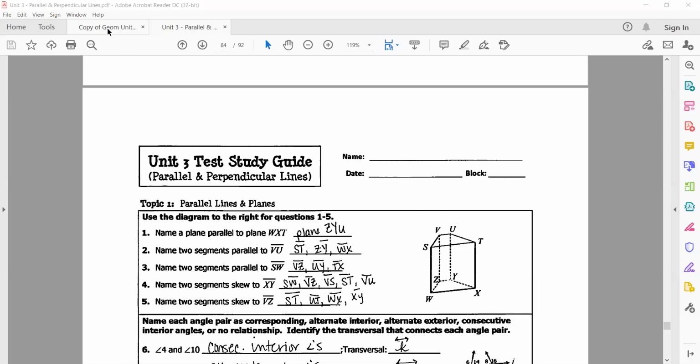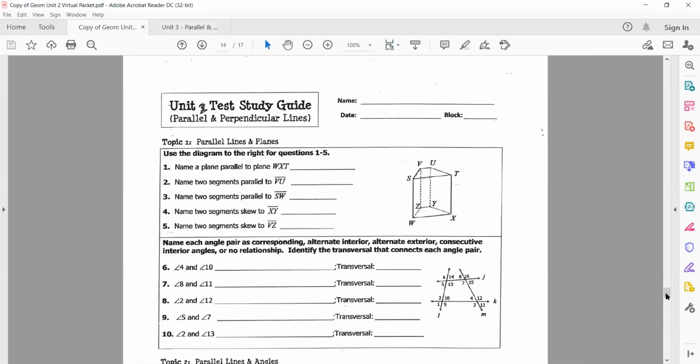So we're going to wrap up the second unit by starting to look at the final study guide. Unit 2 test study guide.